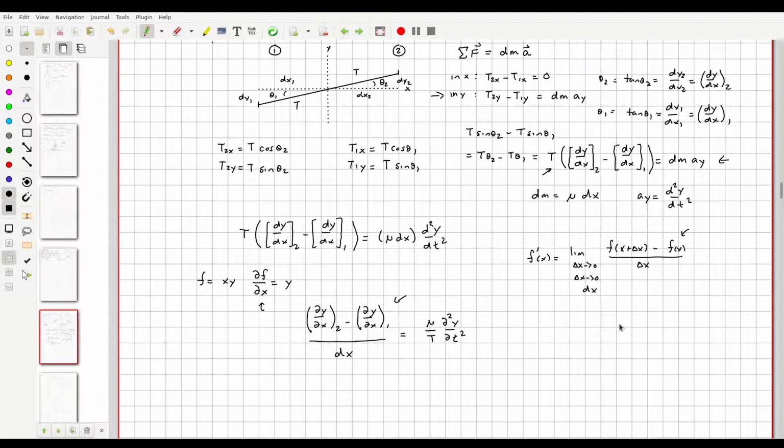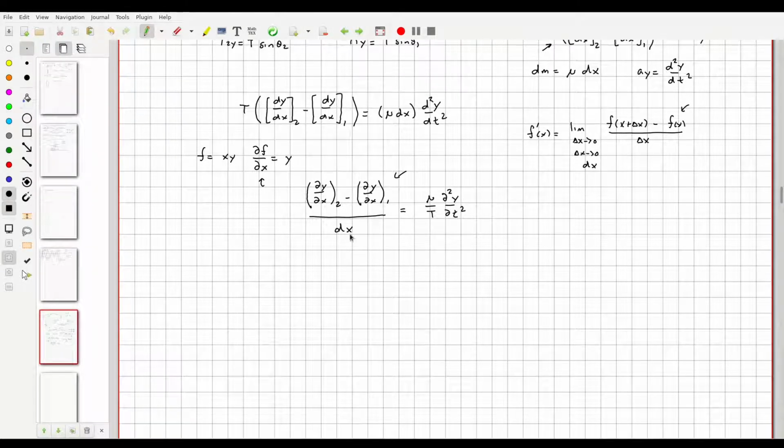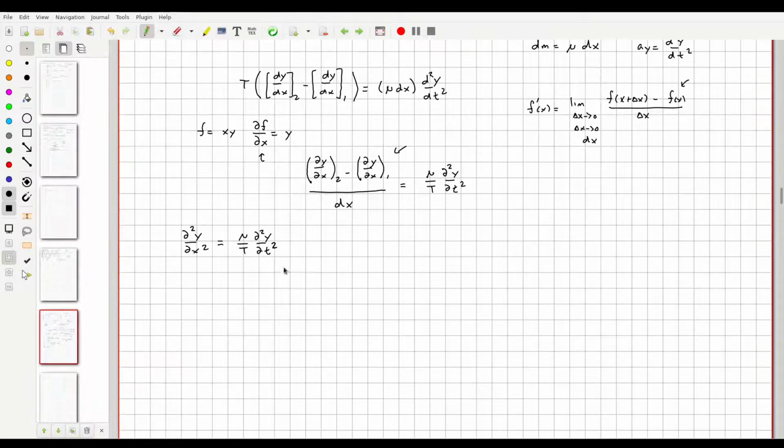Okay? So this is a derivative with respect to x, but there's already a derivative with respect to x. So on the left-hand side, what you have are two derivatives of y with respect to x. On the right-hand side, you have mu over t, two derivatives of y with respect to time. Now, this has a name. This is called the wave equation. It is one form of it.